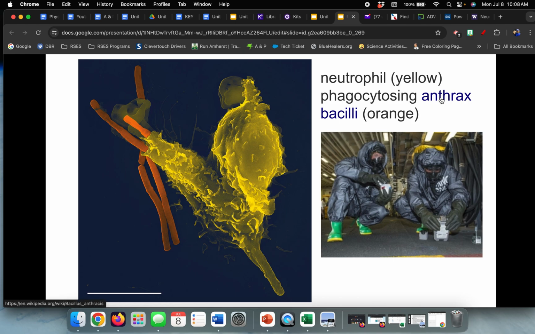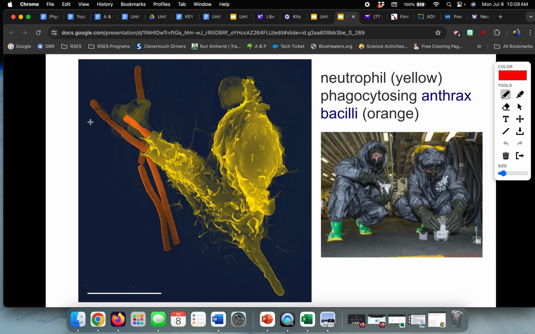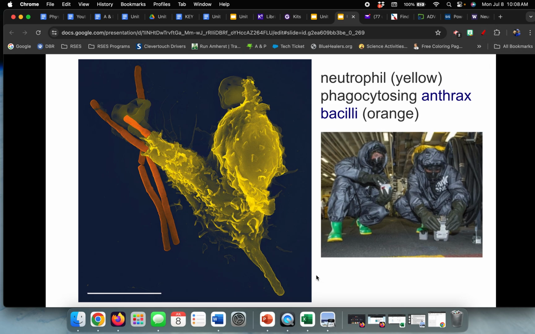So anthrax is shown in orange, which is a deadly bacteria. And this is a phagocytic cell, and you can see it's trying to surround it and eat it, basically bring it into the cell and break it down inside the cell to protect the body.